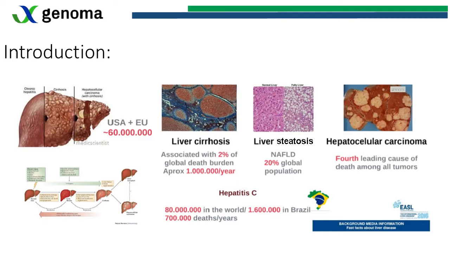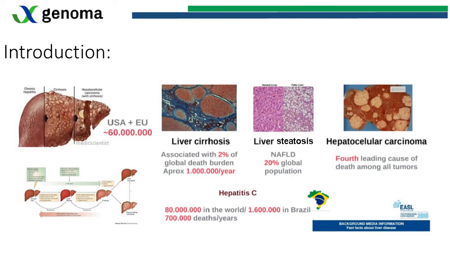Another process that results from chronic inflammation of the liver parenchyma is called liver steatosis. Steatosis is the accumulation of fat within the parenchyma. It was usually associated with alcohol consumption, but due to this global pandemic of obesity and diabetes, non-alcoholic fatty liver disease is estimated to affect 20% of the global population.